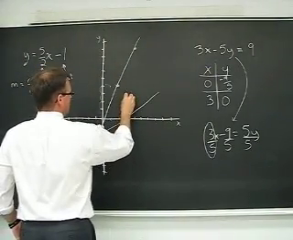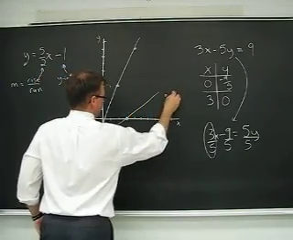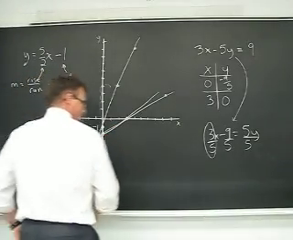I can go up 3 over 5, 1, 2, 3, 4, 5. So we can see that my line is actually off by a little bit. Should be more that way.